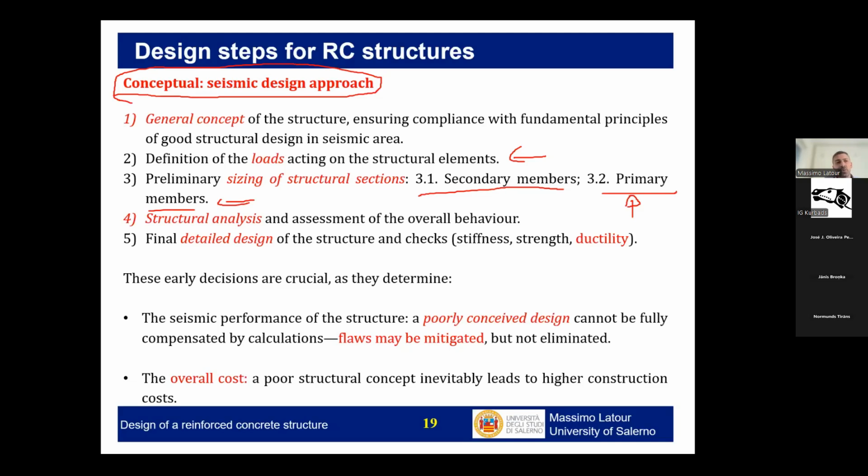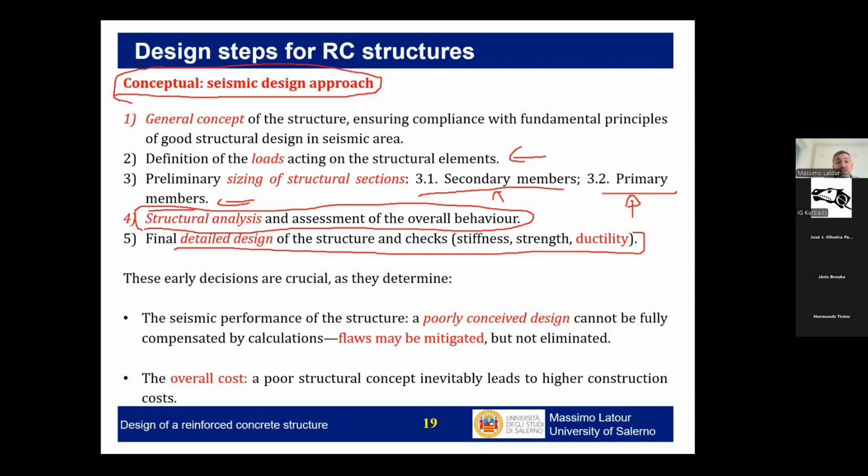So even if conceptually it can look a bit heavy to design a structure in seismic area, we have to remember that for a certain number of elements we can simplify the design steps, because for secondary members we don't have to comply with all the detailing rules that we have for primary members. So there are a certain number of clauses and aspects that will be needed to fulfill for primary members that will not be needed for secondary members. Then I will perform a structural analysis to assess the overall response, the actions, and so on. And then I will have to design according to the rules that we see: stiffness, strength, and ductility.